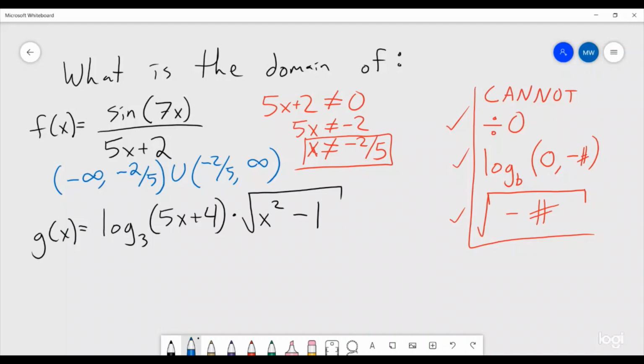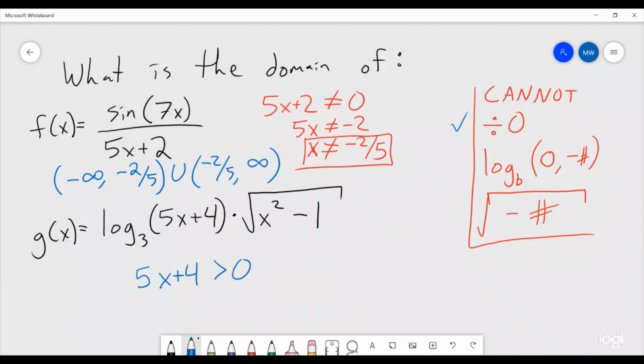Let's now figure out what the domain of our second function is. So let's clear out the things that we use to keep track. Are we dividing at all in this problem? No, there's no division, so that means that we aren't dividing by 0, so great. That's one of the 3 things checked off. Next one, logarithms. Okay, we can't be taking a logarithm of 0 or a negative number, so that means we need 5x plus 4 to be strictly bigger than 0.